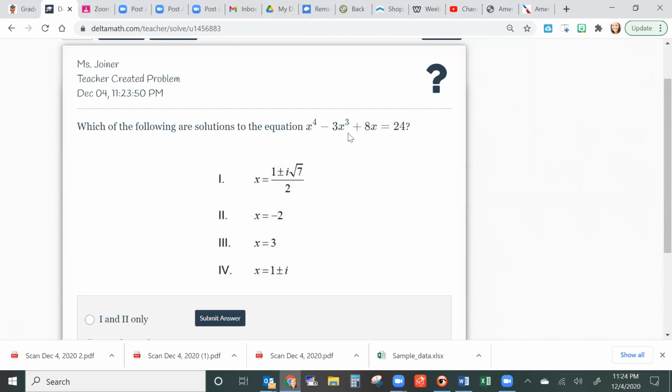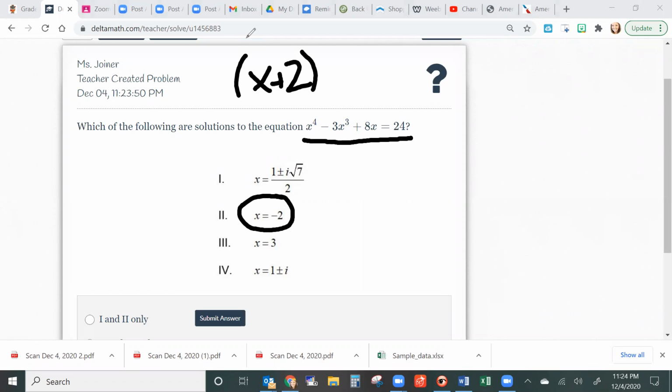So the first thing that I'm going to do here is divide out x equals -2. Now, if x equals -2 is a factor, that means that x plus 2 should be a part of this equation. And if it is, that means my remainder should come out to be 0 when I divide it. So I'm going to put a -2 in the box.